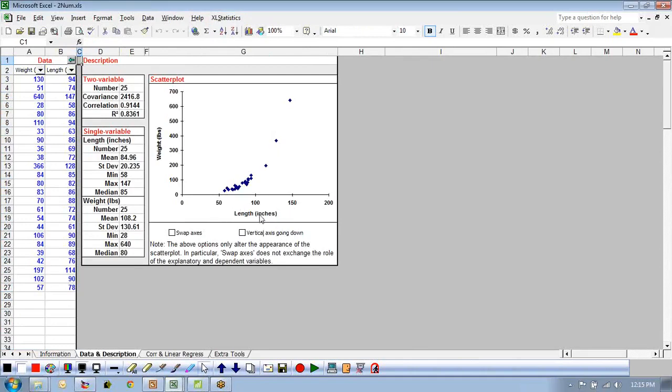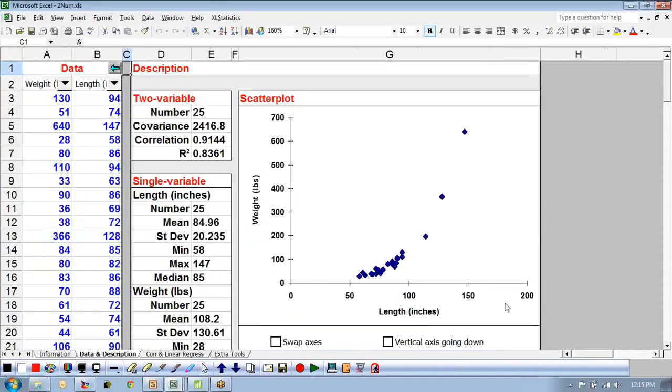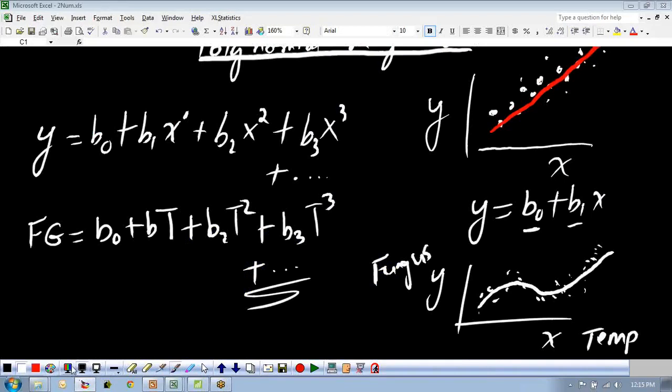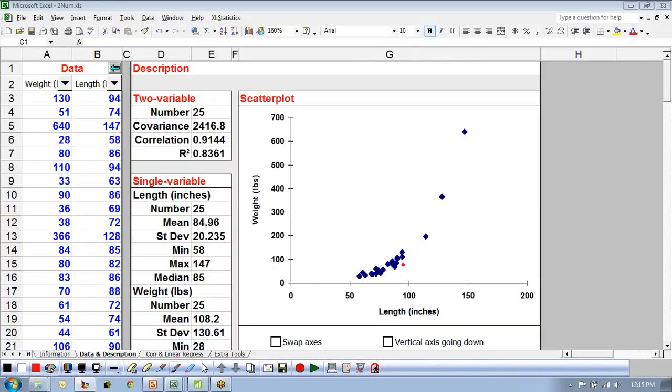Well, when we do our two-number analysis, it's all well and good, but one of the things, at least when I look at the scatter plot, that I see is, hello, scatter plot, please. There we go. Back to the scatter plot. Is I don't see a line.